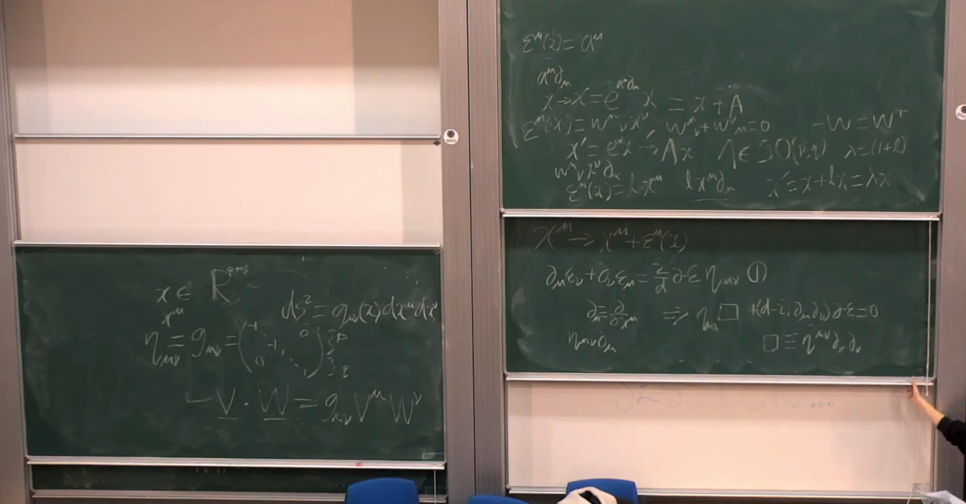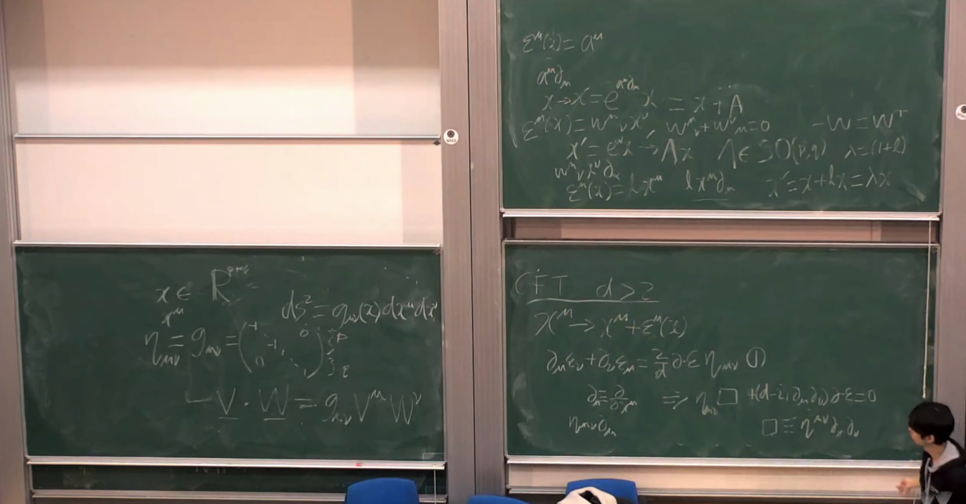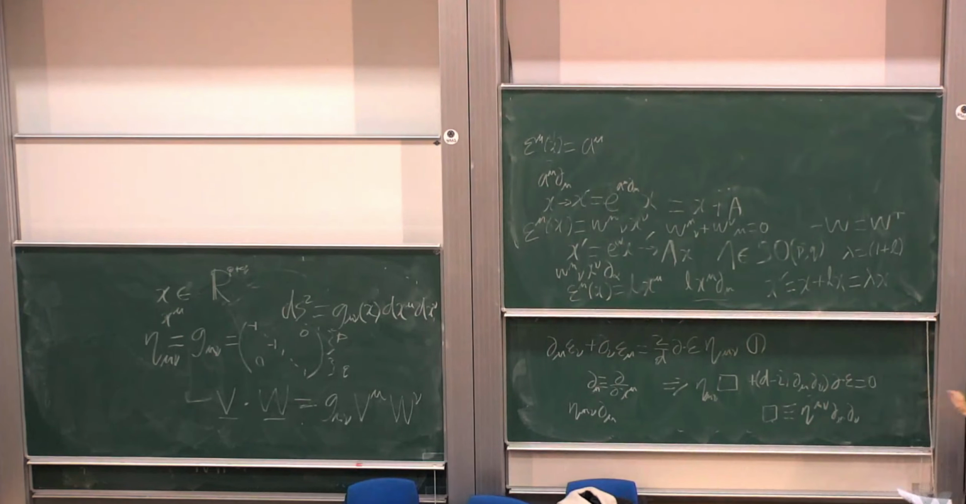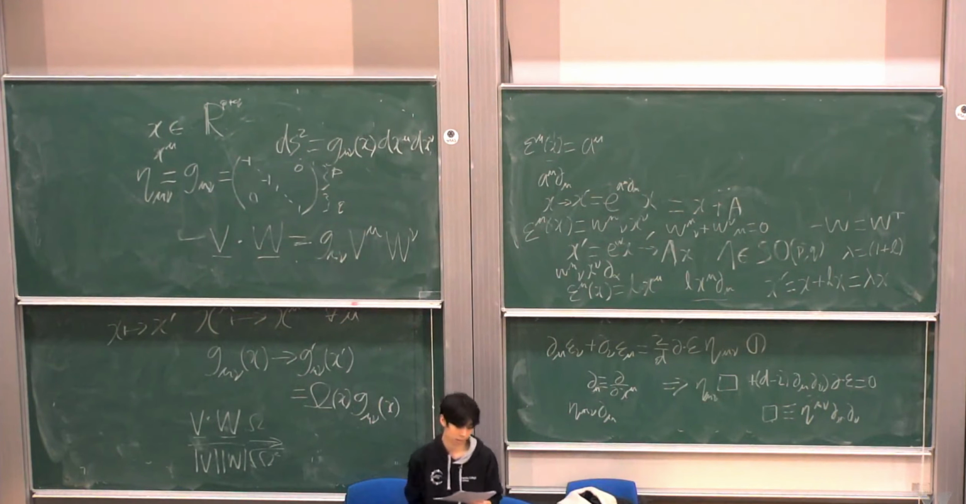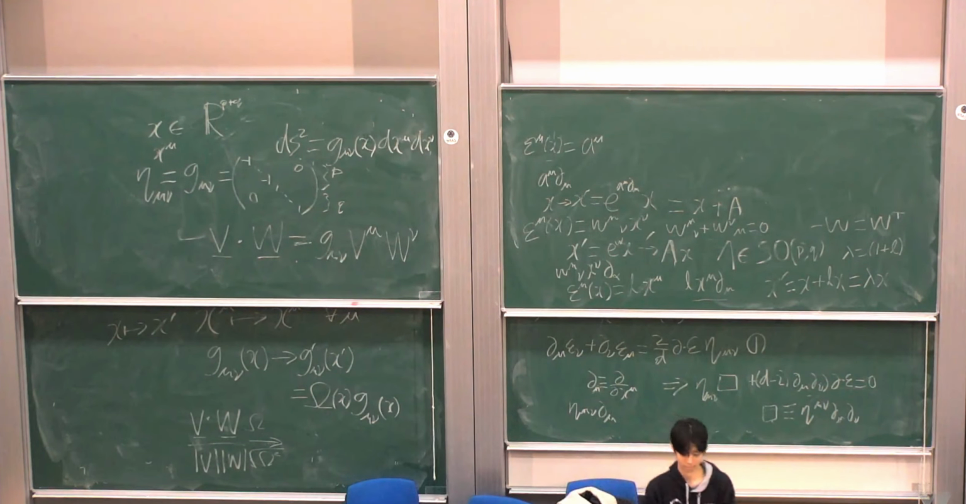What's important is these four transformations: translation, rotation, scaling (we call this dilation), and then special conformal transformation. These are the only four types of transformations that are possible under the conformal transformation. The theorem is called Liouville's theorem, and you can have a look at Wikipedia for the proof.